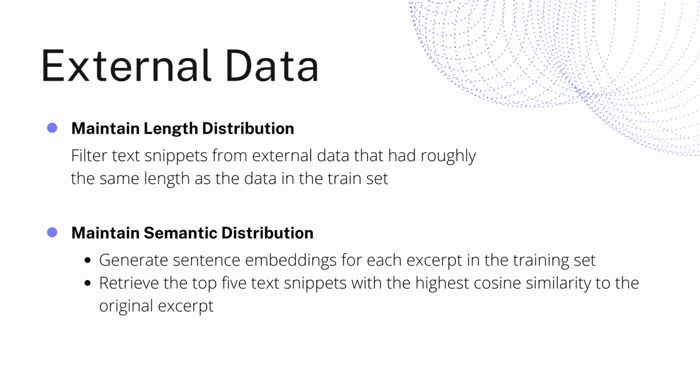Now, to maintain the semantic distribution, we generate the sentence embeddings for each excerpt in the training set. We do the same for the external data, and then we retrieve the top five text snippets with the highest cosine similarity score to the original text. So now we have five extra text snippets for each training excerpt.